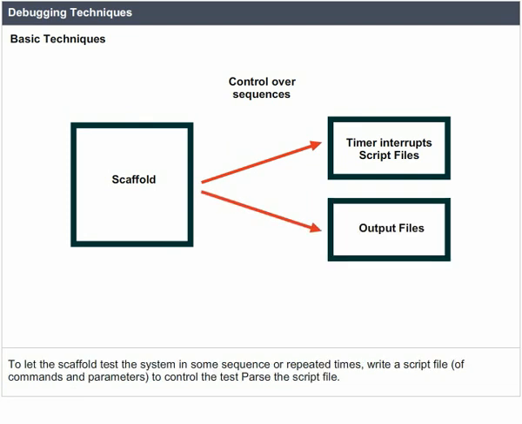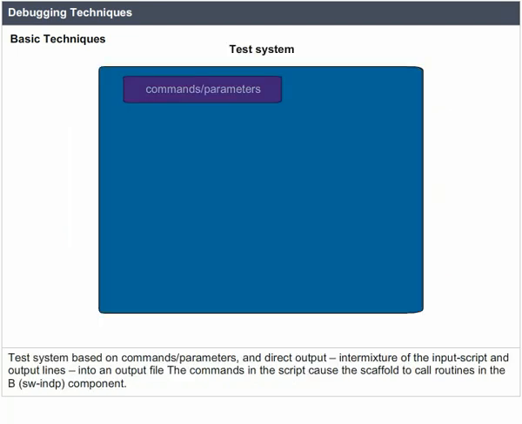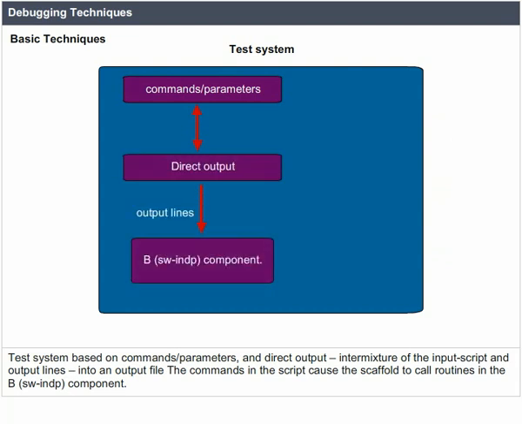Script files and output files. To let the scaffold test the system in some sequence or repeated times, write a script file of commands and parameters to control the test, parse the script file, test the system based on commands or parameters and direct output, with an intermixture of input script and output lines, into an output file. The commands in the script cause the scaffold to call routines in the hardware-independent software component B.